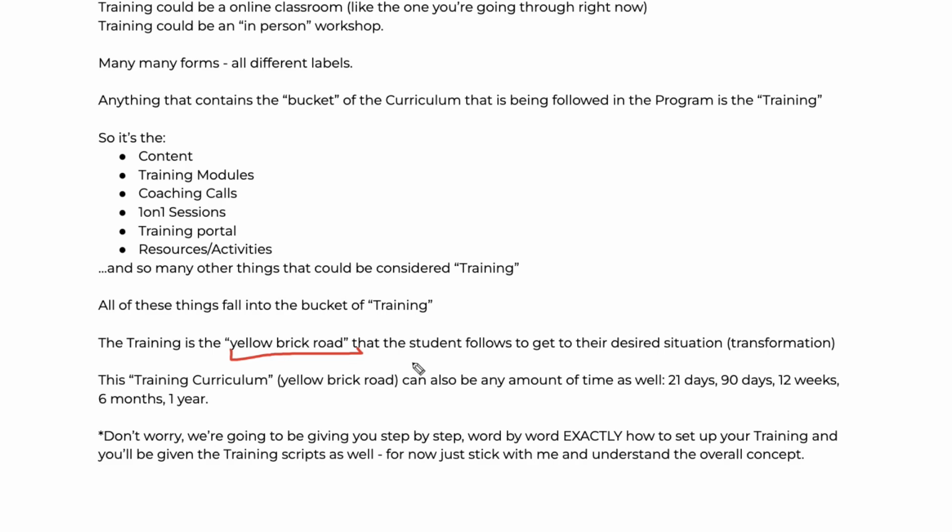Okay. So it's kind of like the curriculum. It's the path that the person is following in order to be able to get to their desired situation and solve the problem that you promised them, okay? And then on top of that, this training curriculum, that yellow brick road, can also have differences based off of the time, right? So it could be a yellow brick road for a transformation program that's 21 days, it could be 90 days, it could be 12 weeks, it could be 6 months, it could be 1 year. All of that are different variations.